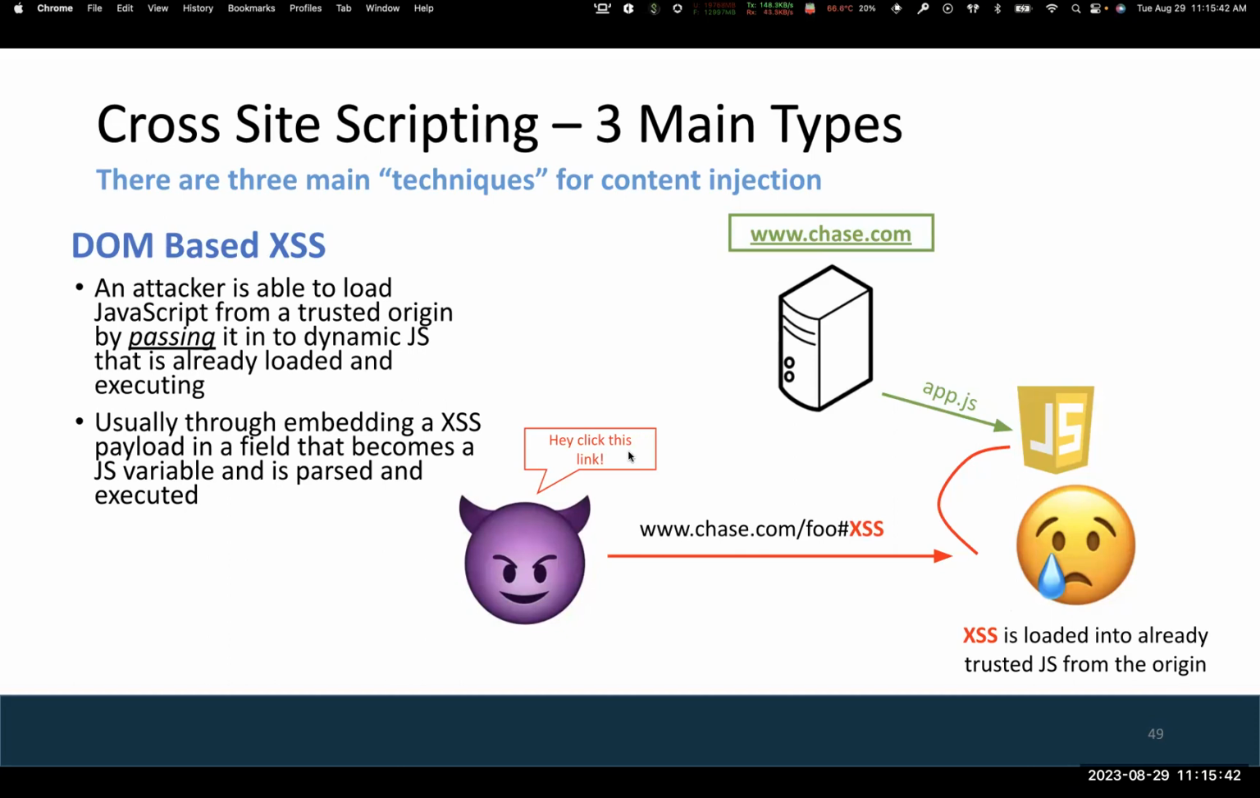So if you've got the XSS injected here, the victim clicks on it, it's the valid chase.com origin. It has a valid application.js or app.js that is already executing within the DOM in your browser. But now we've got an XSS, or malicious JavaScript, injected into that variable within the application.js. So now that will get executed along with the legitimate JavaScript that you already had there. So that's the DOM-based XSS.